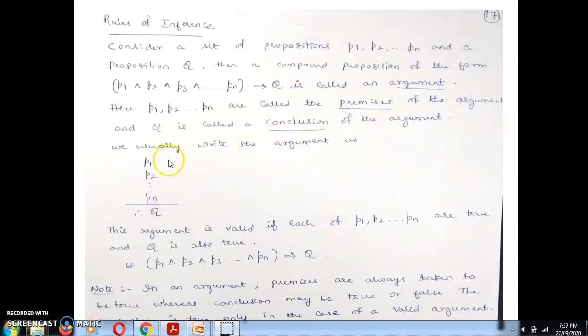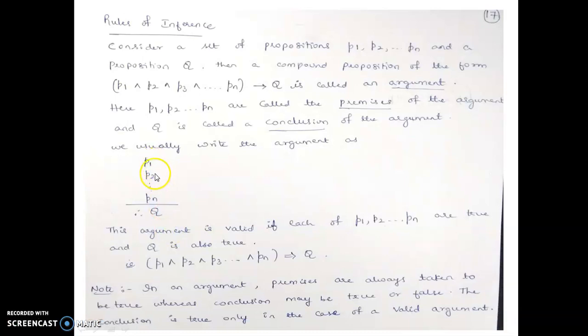We can write this in this form, that is P1, P2. But what to remember here is that there is an AND operation among P1, P2, P3, so on up to Pn. These are the compound propositions, and not an OR operation. That is the most important thing to remember here. This argument is valid if each of P1 to Pn is true and Q is also true. If P1 to Pn are true, then only Q will be true.